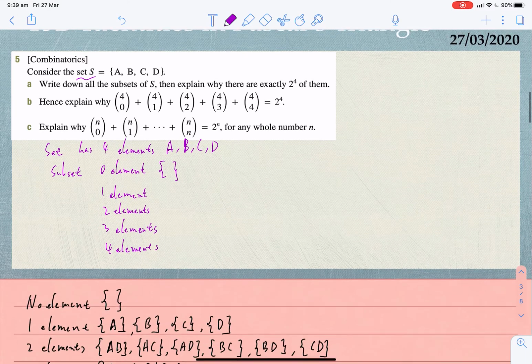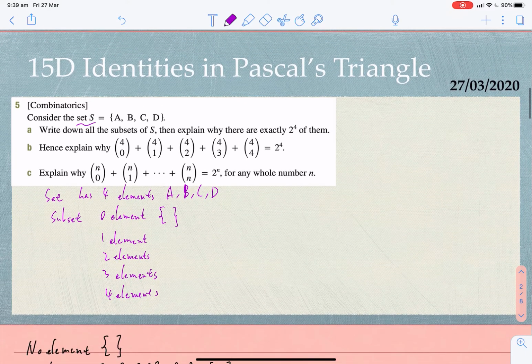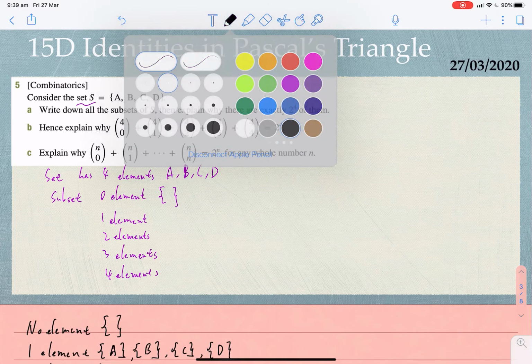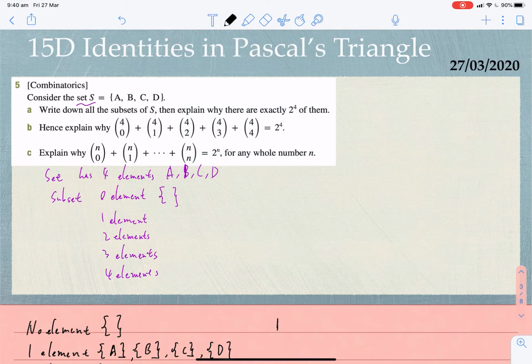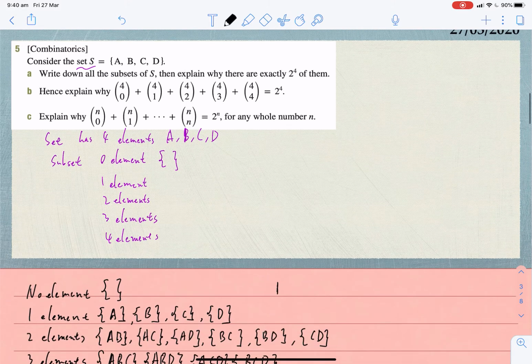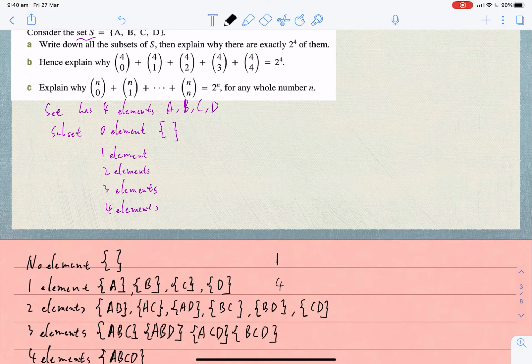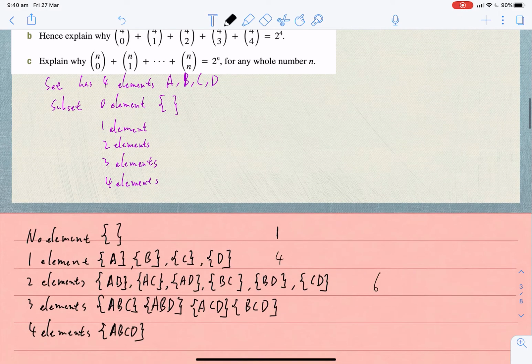So I'm going to quickly list them out. For no elements, it's basically just empty, nothing in there. With 1 element, we can get A, B, C, or D, so we got 4. With 2 elements, you can get AB, AC, AD, BC, BD, or CD, so you got 6. For 3 elements, you can get ABC, ABD, ACD, or BCD, so you got 4. And then all elements, you only have 1.